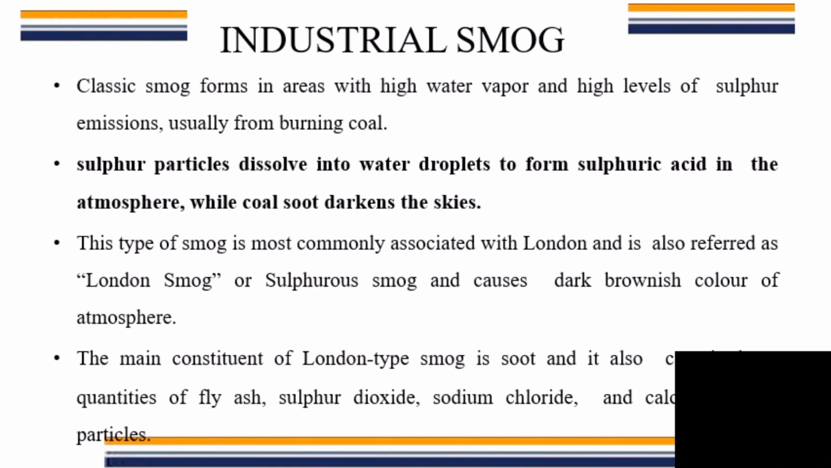Okay, so what are the terminologies you have to remember? Sulfur, burning of fossil fuels, especially coal, and this sulfur getting deposited into the water droplets. So this is the picture, and finally, what do you get? You get a layer, or you form a smog. And where have people seen this? In London. So the main constituent of London type smog is soot. That is the reason for the dark coloration. And it contains large quantities of fly ash, sulfur dioxide, sodium chloride, and calcium sulfate.